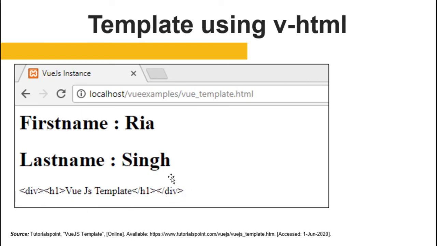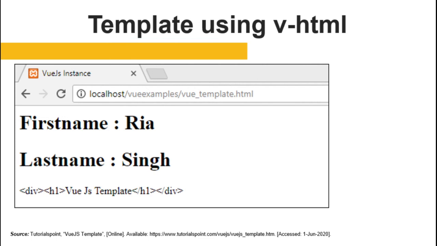So the HTML itself will not be rendered. The reason is that interpolation is not applicable for interpreting HTML code. Instead, for you to be able to interpret this HTML template, you will use the v-html directive. So not v-bind, but the v-html directive.